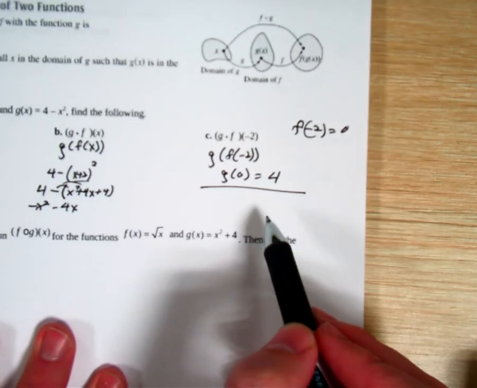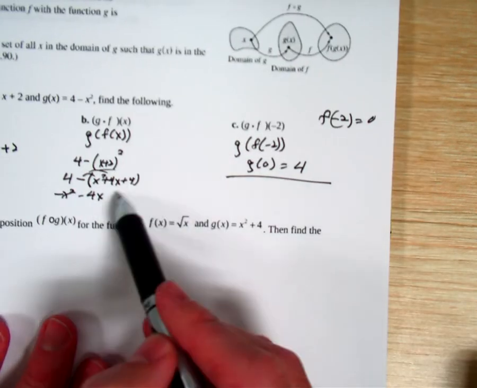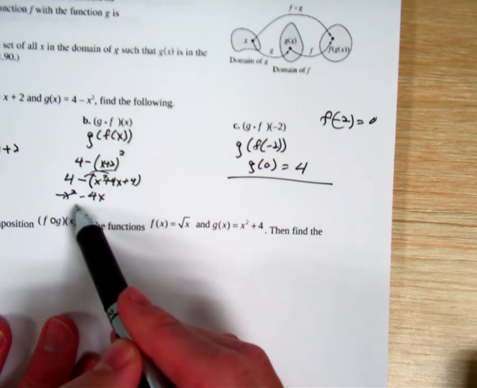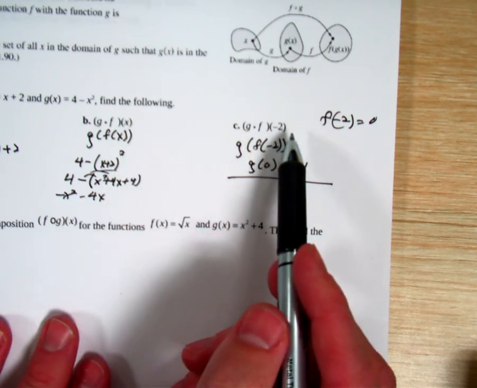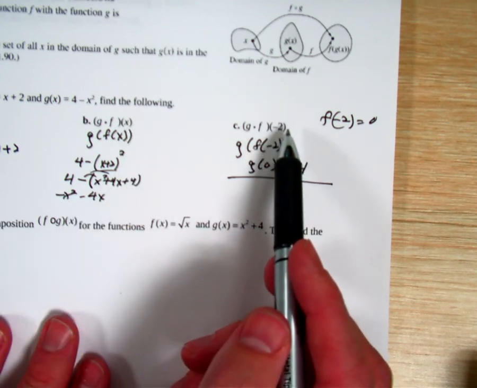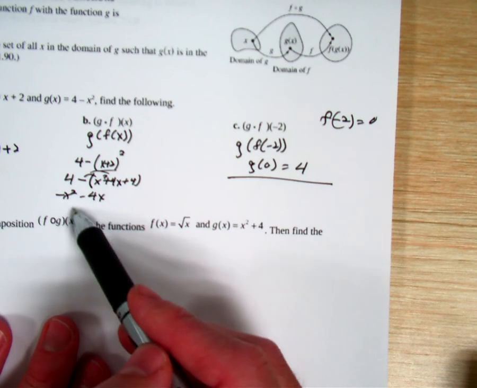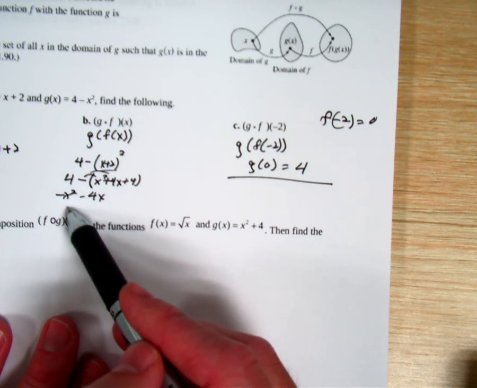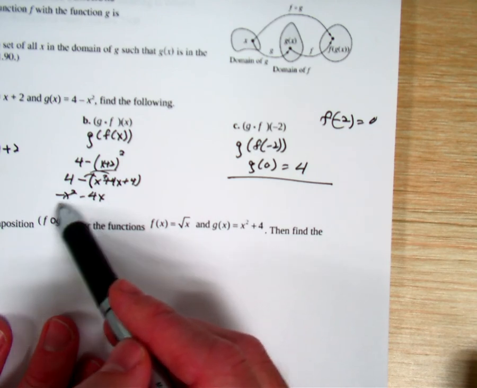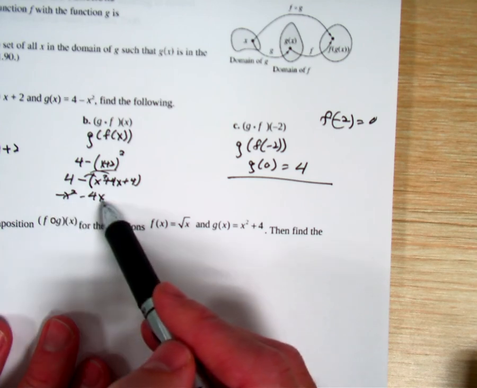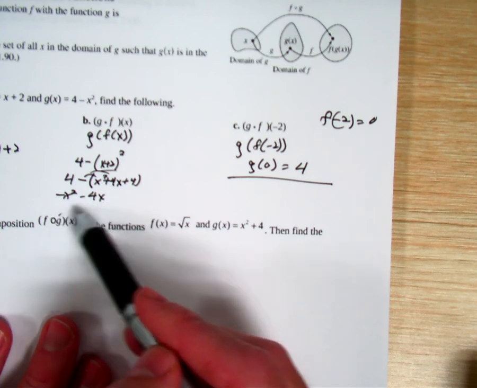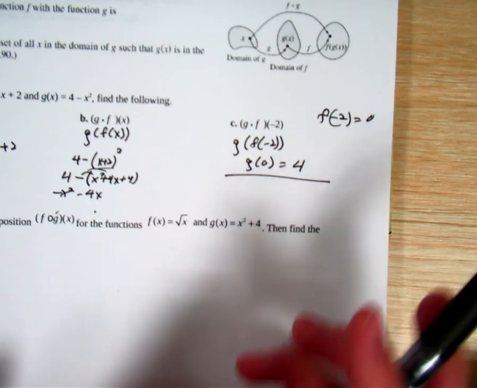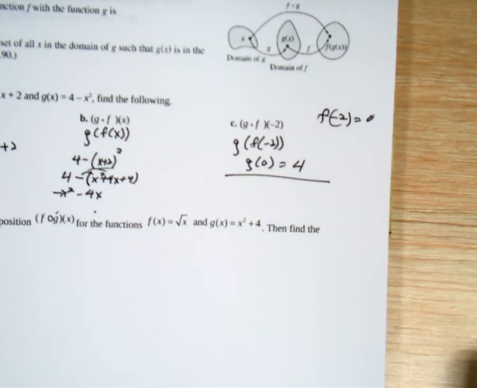Compare that with what we just did over here. This is g of f of x, so technically we should be able to just put this negative 2 over here. Negative 2 squared is positive 4. Negative of that is negative 4. Negative 4 times negative 2 is positive 8. Negative 4, positive 8 would be a positive 4. Okay, moving right along.